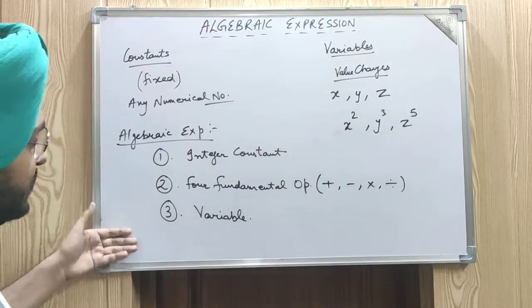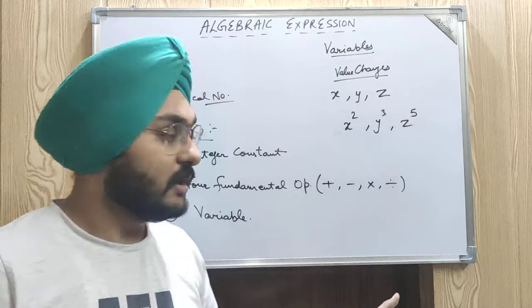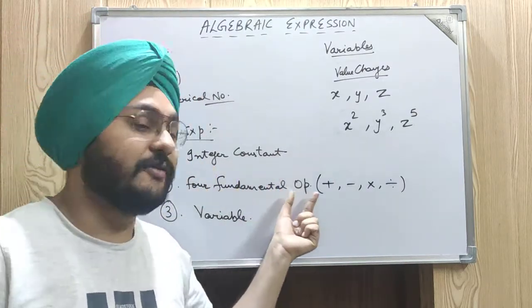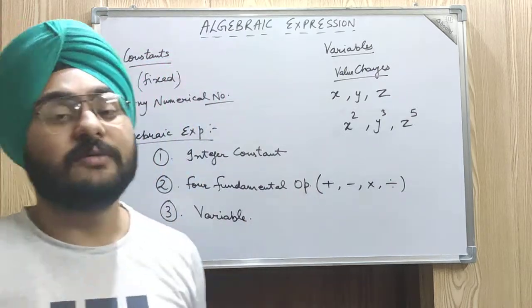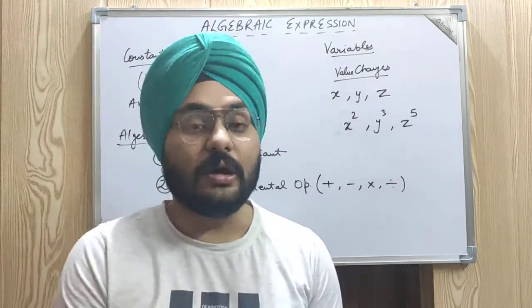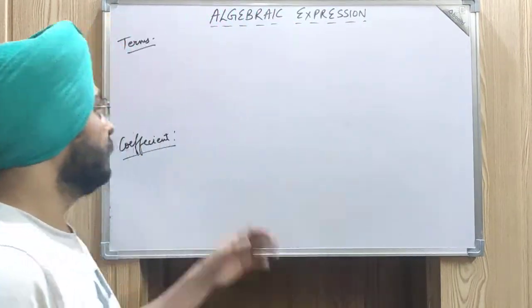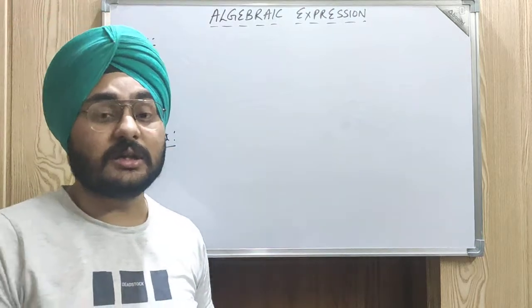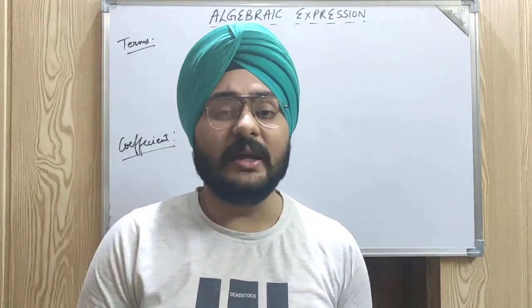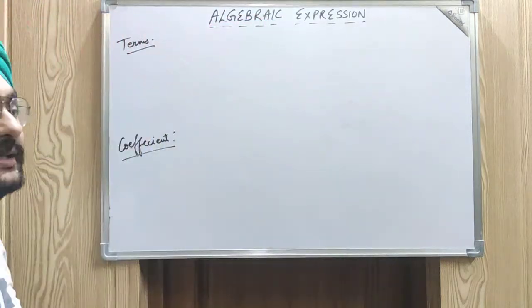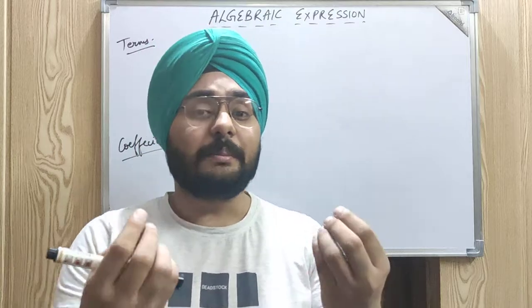Okay, so I hope these algebraic expressions are clear. The first thing, the constant should be an integer. The second thing, we are having four fundamental operations, and the third, we should have a variable here. So now coming to the next important terms here. The terms that you are using in your daily mathematical calculation, the word terms. Okay, firstly, what do you mean by these terms? Basically, terms are the parts of an algebraic expression.